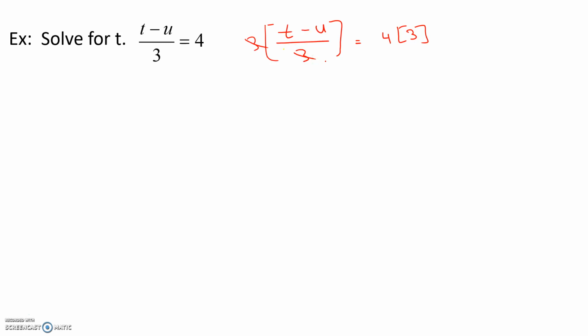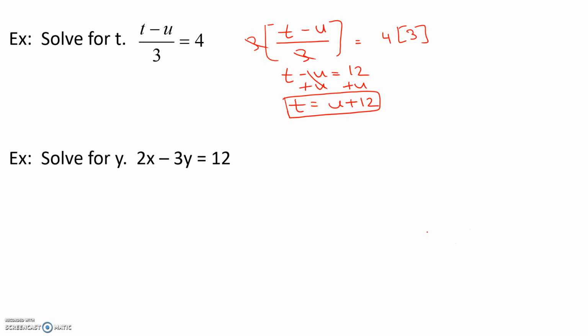So now we have t minus u on the left side and 4 times 3, which is 12, on the right side. Since the u is being subtracted from t, its inverse would be to add u. So we can say t equals u plus 12. But remember, if there's a fraction involved with the variable we're looking for, we need to clear the fraction.